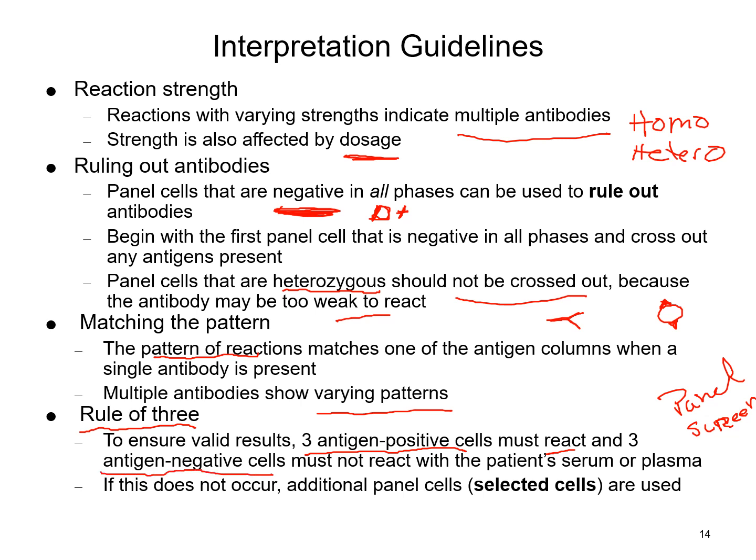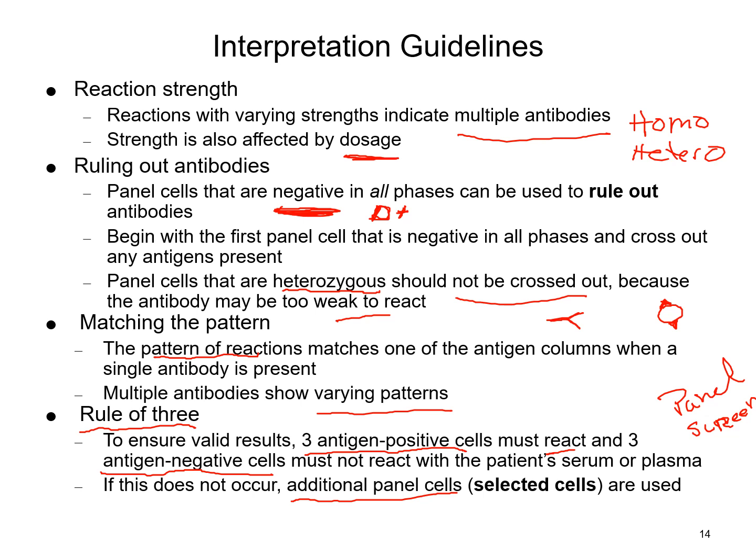Again, we can use those panels as well as those screening cells. If this doesn't happen, then that means you might have to run additional panel cells. And when you run additional panel cells, we refer to this as selected cells. So you actually select which cells out of additional panels you want to run.